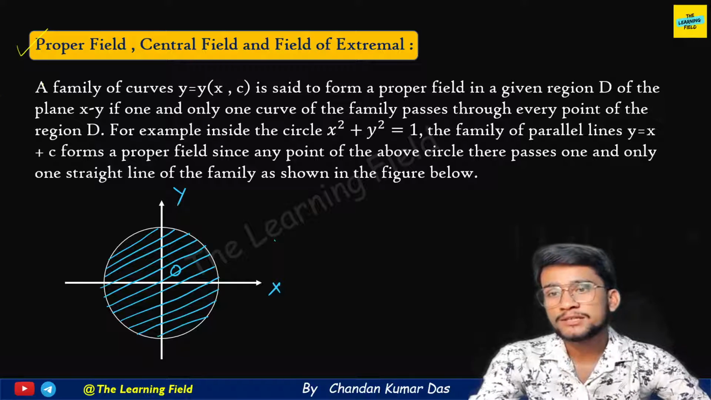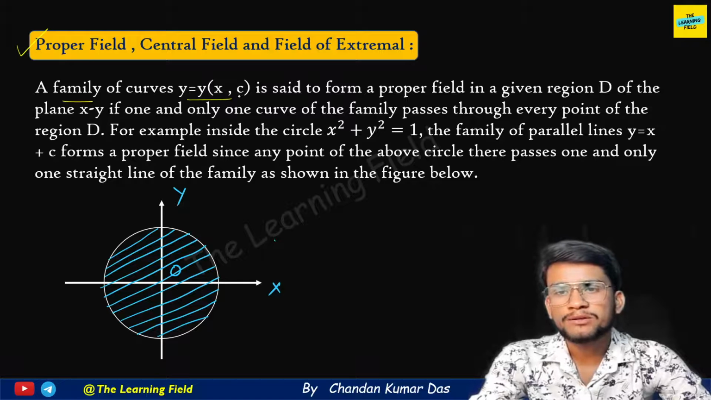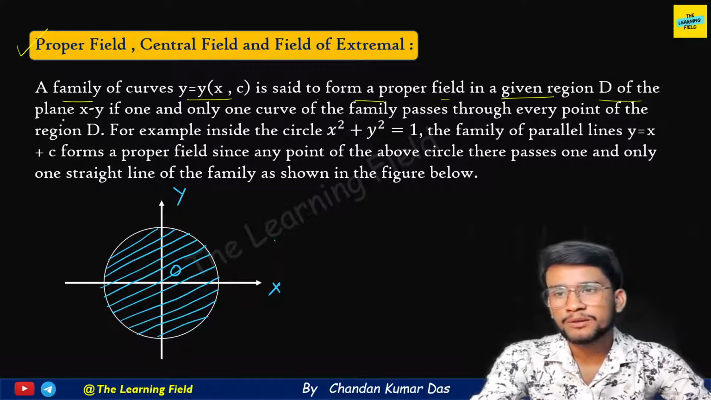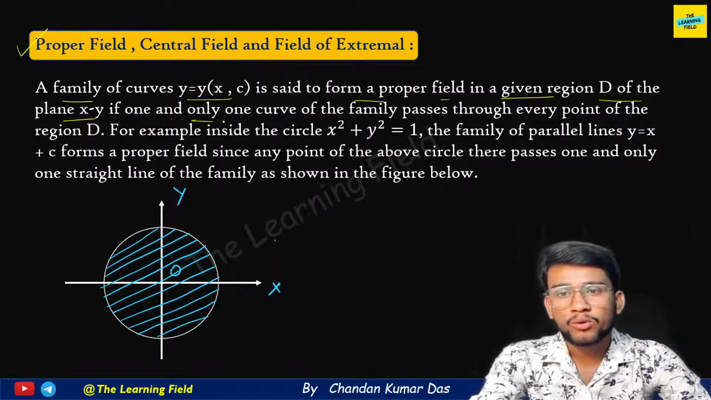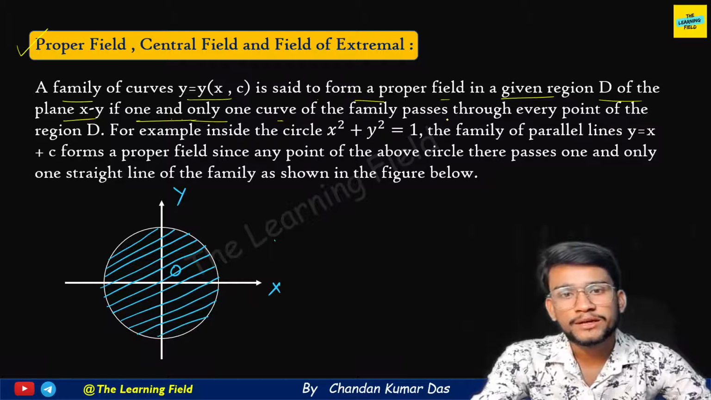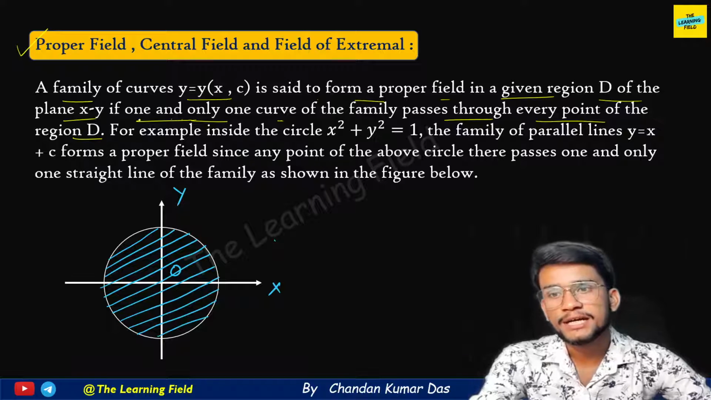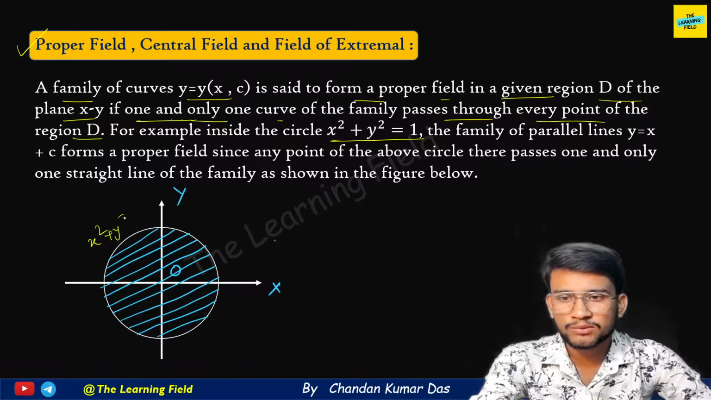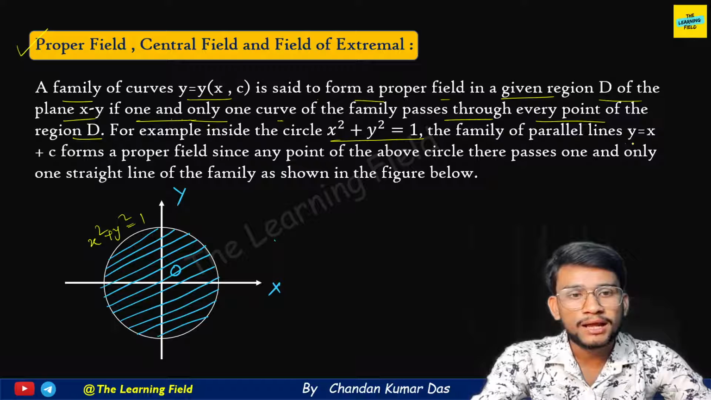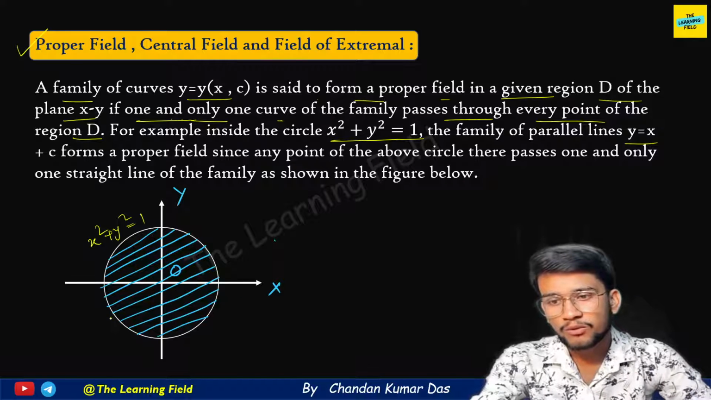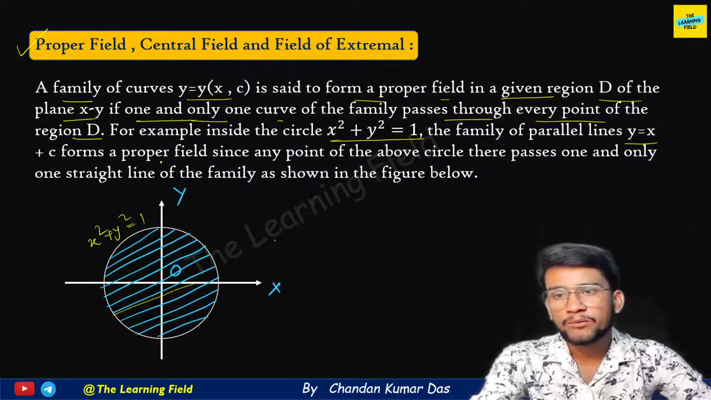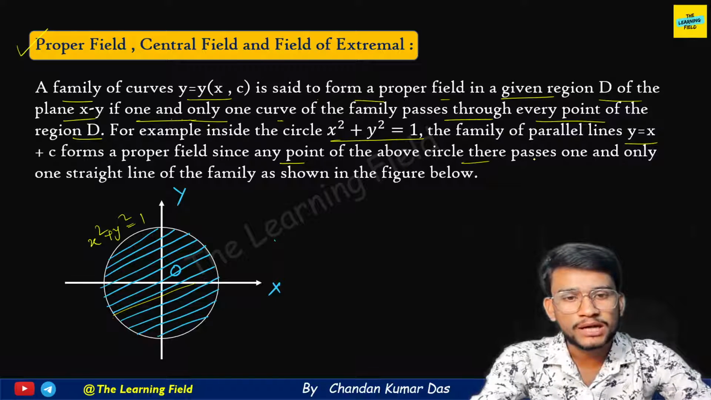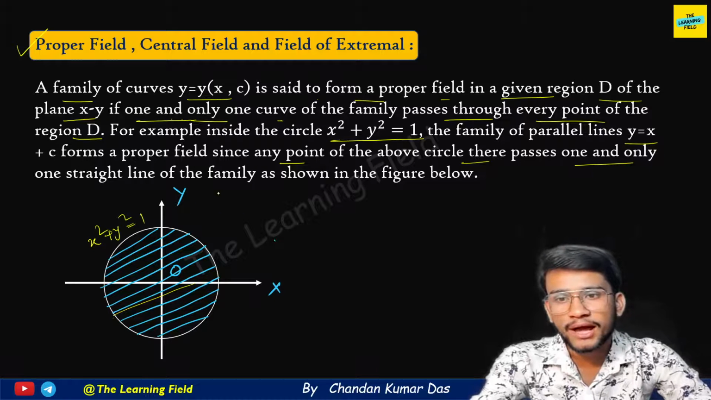So let's start. It says that a family of curves y equal to phi of x plus c is said to form a proper field in a given region D of the plane xy if and only if one and only one curve of the family passes through every point of the region D. For example, inside the circle x square plus y square equal to 1, the family of parallel lines y equal to x plus c forms a proper field, since through any point of the circle there passes one and only one straight line of the family, as shown in the figure below.